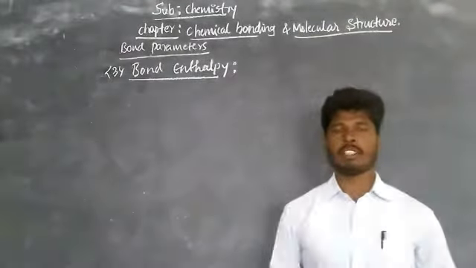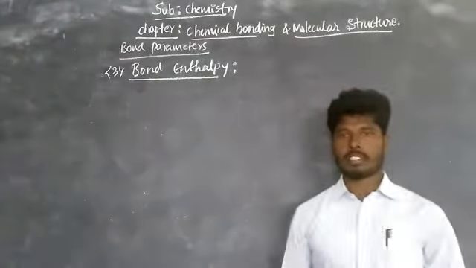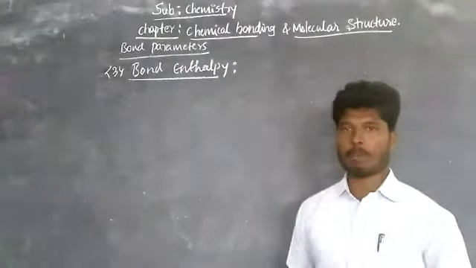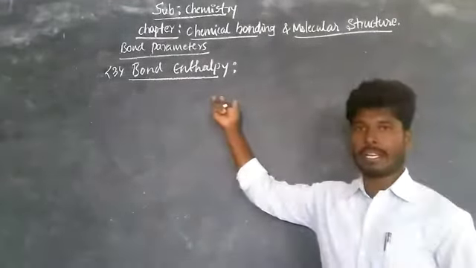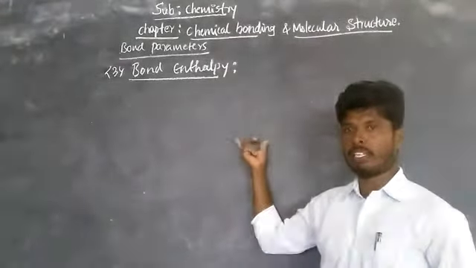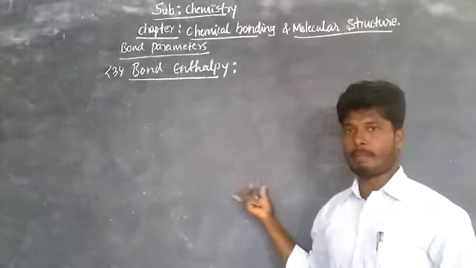Good morning students. This is the continuation of last class. In the last class we studied bond angle and bond length and also bond enthalpy. We learned under bond enthalpy the meaning, means definition, and some examples.